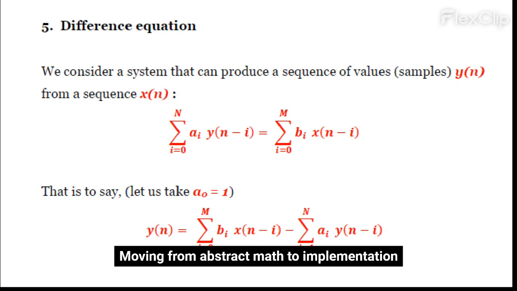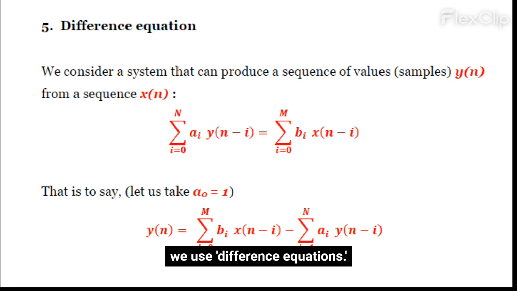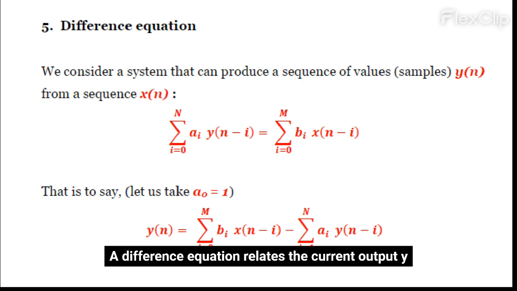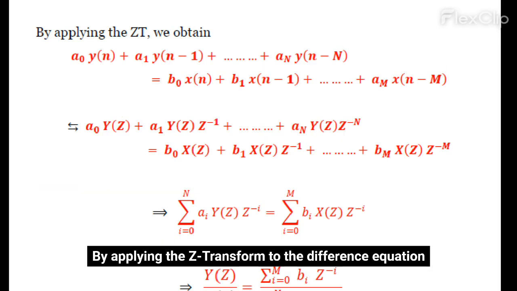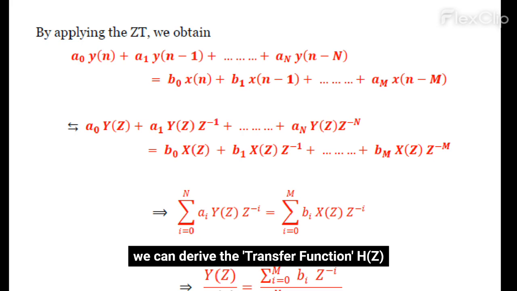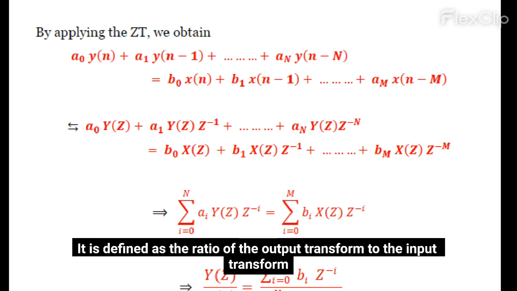Moving from abstract math to implementation, we use difference equations. A difference equation relates the current output y[n] to past outputs and current and past inputs. This is the recipe a computer follows to process a signal in real time. By applying the Z-transform to the difference equation, we can derive the transfer function. H(z) is defined as the ratio of the output transform to the input transform.